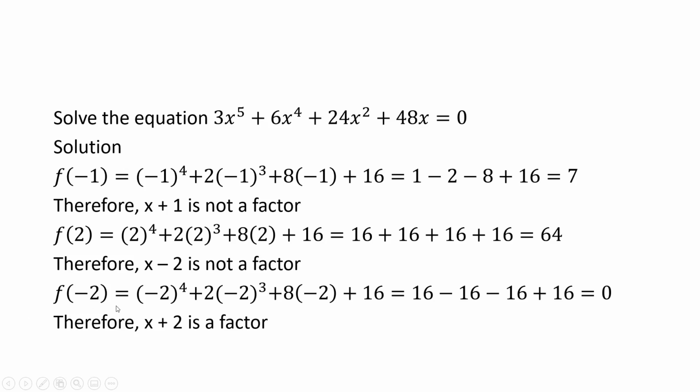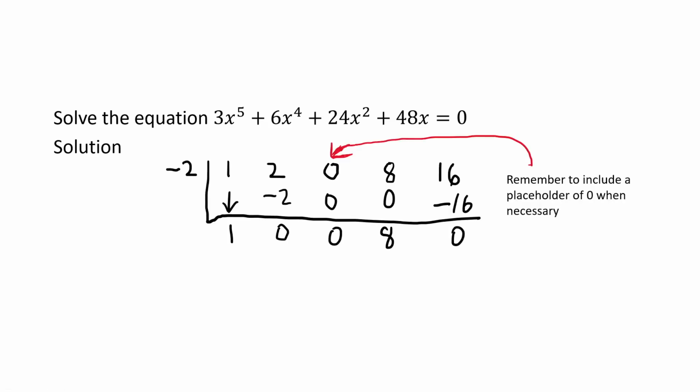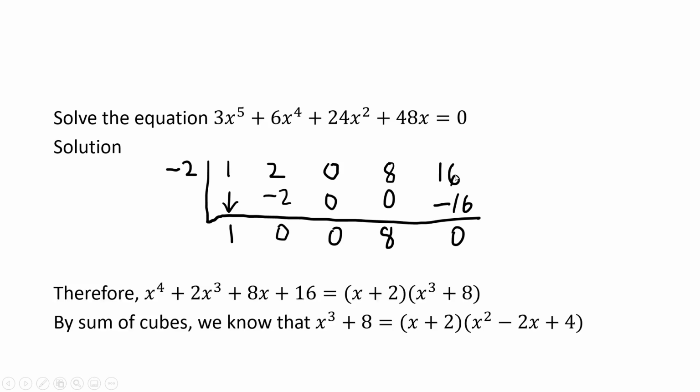But then when we plug in an x value of -2, we actually get 0. That means x plus 2 is a factor. So we use synthetic division. Now remember to include a placeholder of 0 where necessary. This fourth degree polynomial is x to the 4 plus 2x cubed plus 0x squared plus 8x plus 16. Now using that synthetic division, we see that we end up with a quotient of x cubed plus 0x squared plus 0x plus 8. In other words, x cubed plus 8.